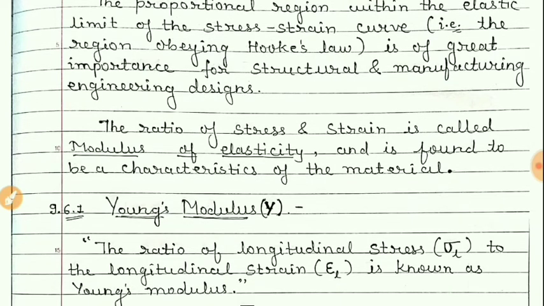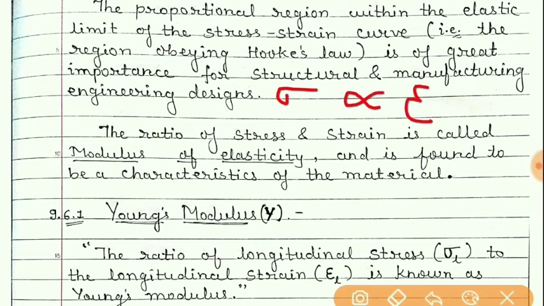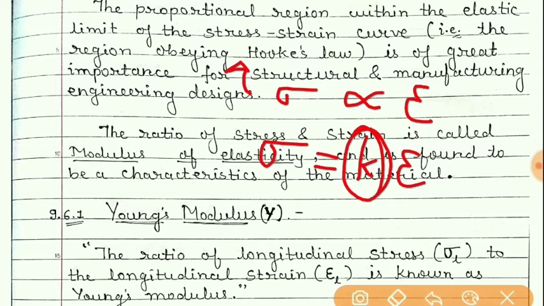Students, stress is proportional to strain, that is Hooke's law. And whenever we remove the proportionality sign, we know that we have to put some constant, and this constant K is known as the modulus of elasticity. So this K is very important.